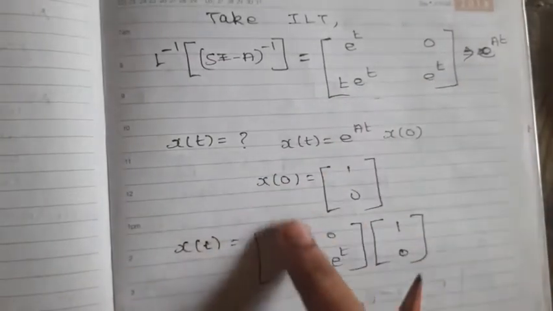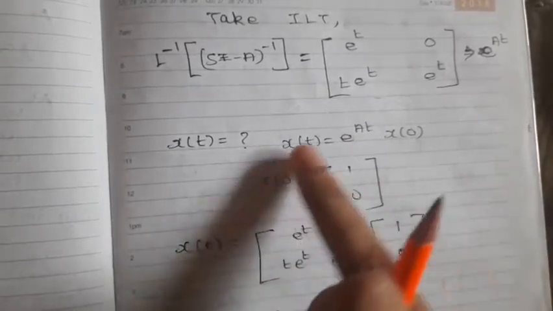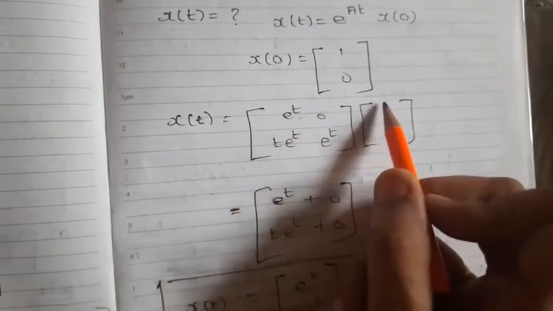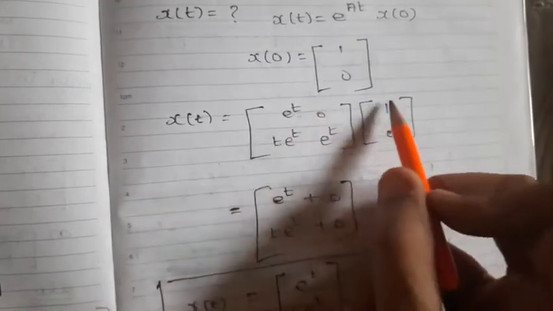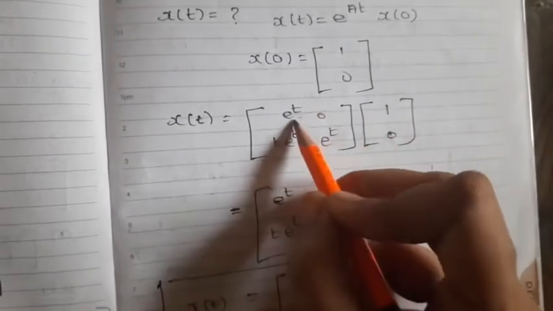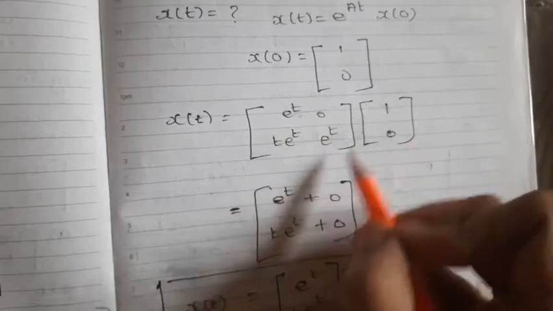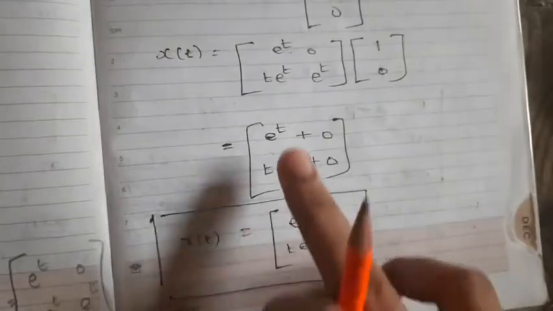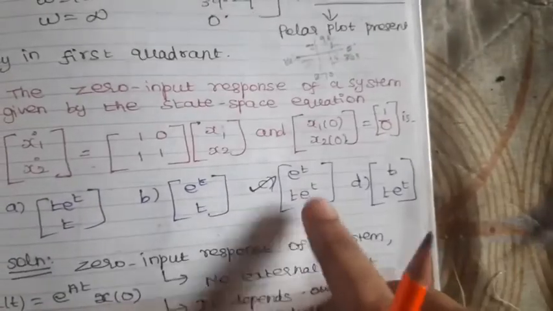So e power t, 0, t e power t, into this one, 1, 0, 0. So when we multiply, what will we get? e power t: this row with this plus this with this, this with this and this with this. e power t into 1, e power t plus 0, 0 plus 0, 0, then t into e power t, t e power t plus e power t into 0, 0, then simply e power t, t e power t. This is the x of t value, this one, option 3.